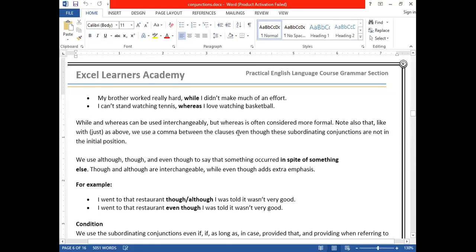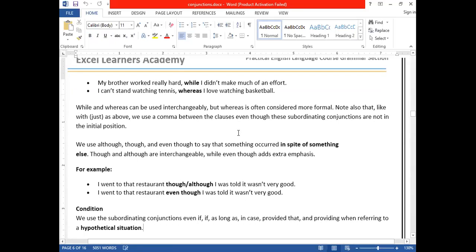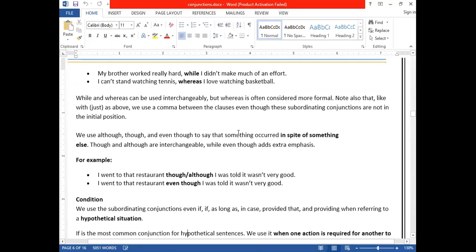We use what? In spite of. Like, I was told that restaurant is not good, even though I went there. Clear? So in spite of something, like we can say here, I went to that restaurant even though I was told it wasn't very good.